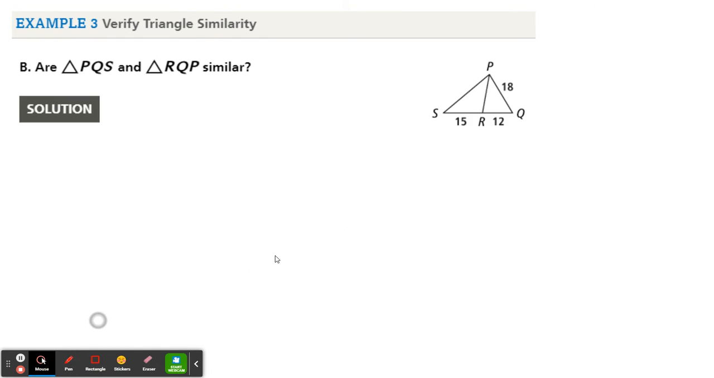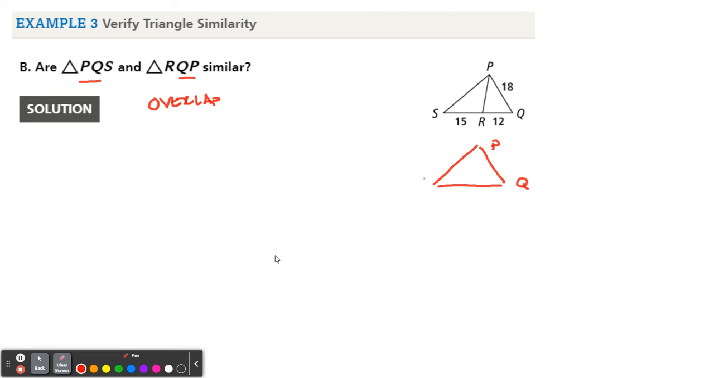Okay, next. Are these two triangles similar? Okay, so triangle PQS and triangle RPQ. Now notice that they both involve PQ. So these two triangles actually overlap. So this is actually kind of a difficult problem to look at. But let's take a look. So PQS is the big triangle, right? So I'm going to draw that again. I could have also drawn RQP again, but I'm going to draw one of these triangles. So PQS.